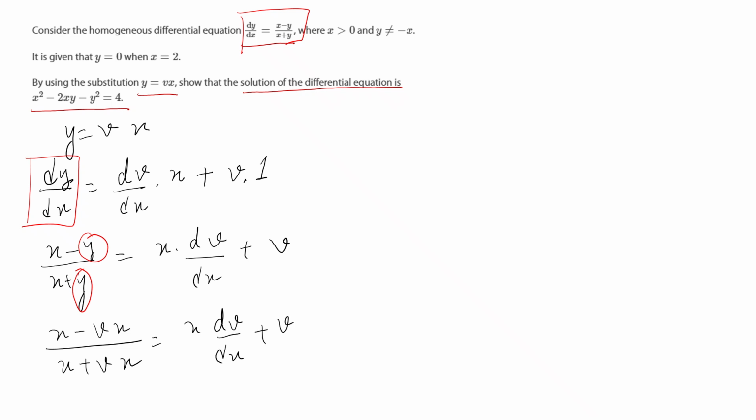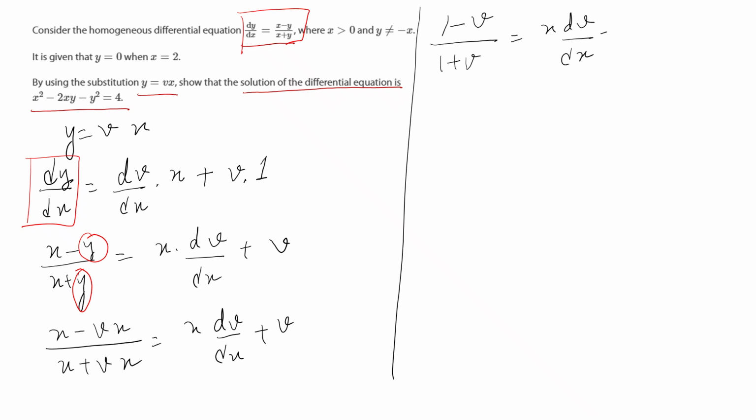And now I can take out my x common from the left hand side in the numerator as well as in the denominator. So if I take x common, I will get 1 minus v upon 1 plus v, that is equal to x dv by dx plus v. Now I can shift this v here and I can take LCM. So first I will shift my v value.